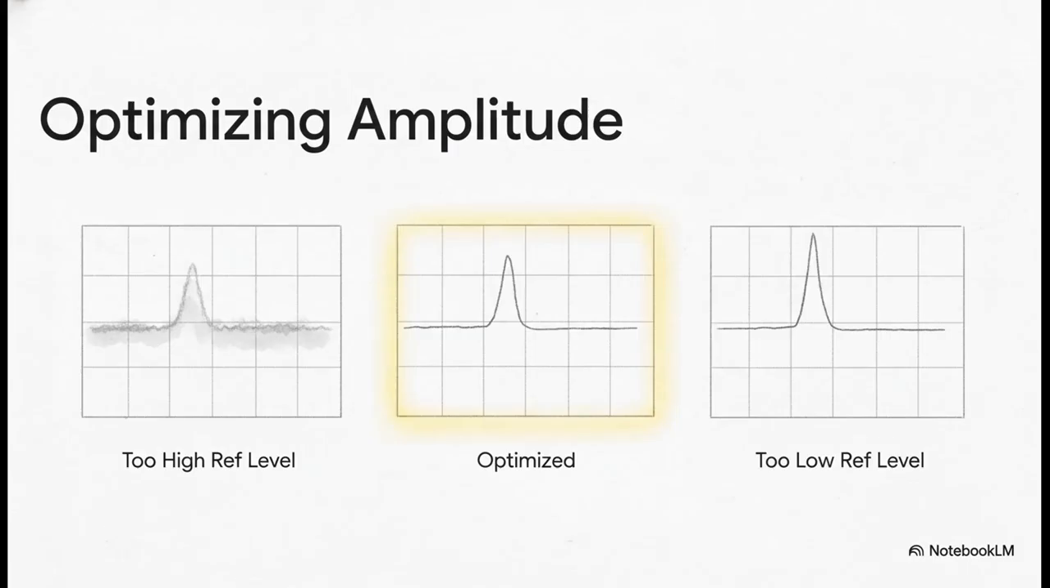You want your main signal high up on the screen to get the best resolution, but not so high that its head gets chopped off. That's clipping. But if you set your reference level way too high, you push all your weaker signals down into the noise floor where you can't see them. And sure, lowering the attenuation makes you more sensitive, but you risk mixer compression. That's when the input gets totally overloaded and your signal gets distorted, kind of like a blown-out speaker. It's all about finding that sweet spot for a clean, accurate measurement.